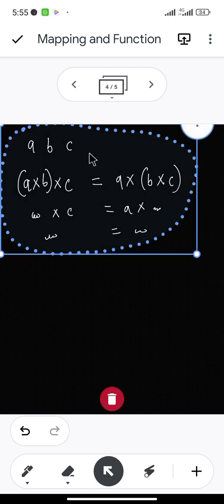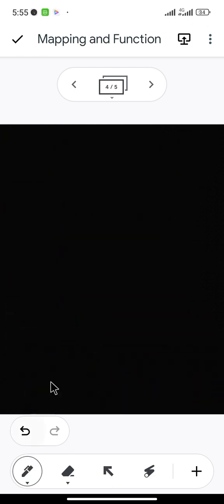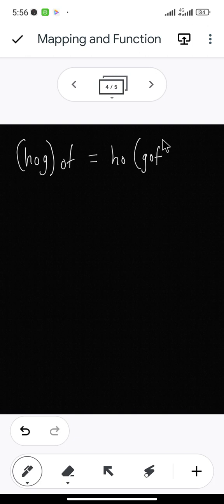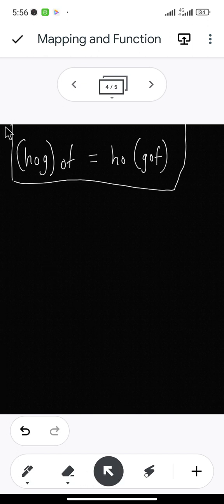So let's relate this to functions. For product functions, if you have three functions, h, g, and f, the product h of g of f. Now if you solve h of g first, then you add f, or you solve g of f first, then you add h, it's going to give you the same thing. So you just need to note this down. Yeah. So we'll proceed.